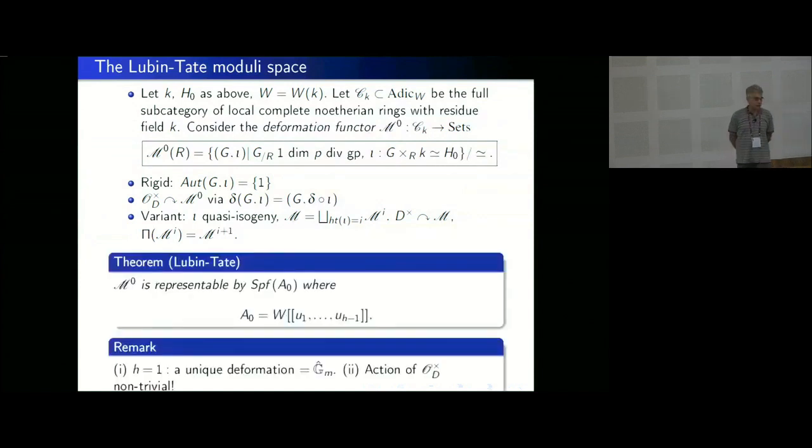And now comes the basic theorem of Lubin and Tate from 1966, that this functor M0, of course M would be the same thing, but Z copies of M0, is representable by a formal scheme, which is the formal spectrum of a very simple ring, which is the power series ring over W in H minus 1 variables. And I will say a few words later about how canonical these variables are. They're not canonical, but there's something to be said about them.